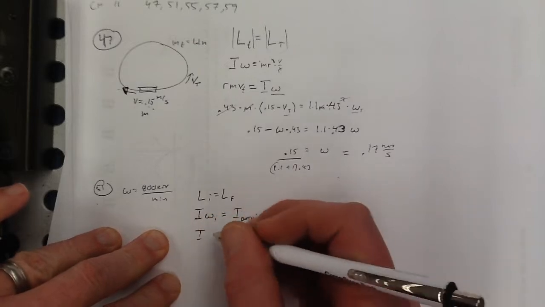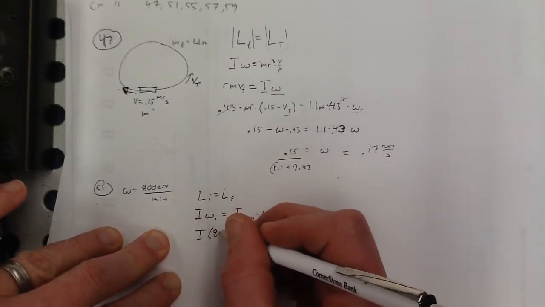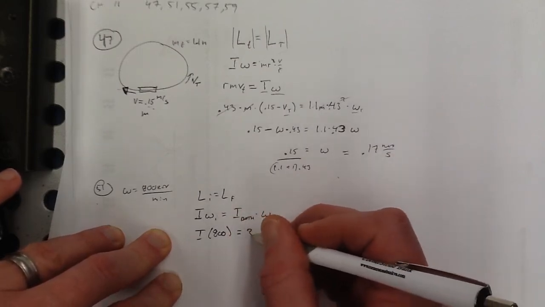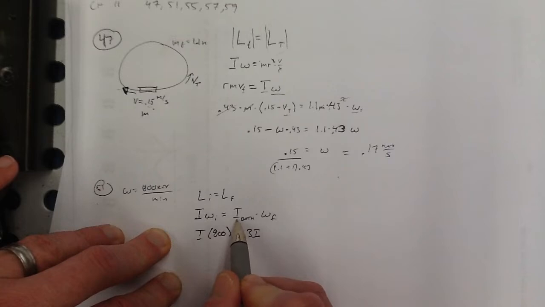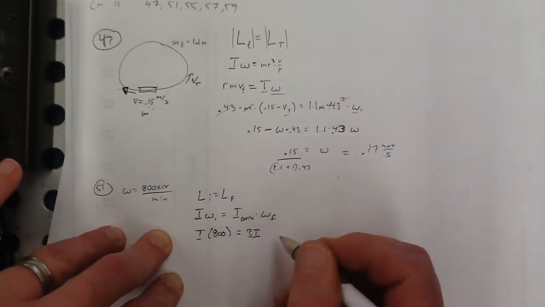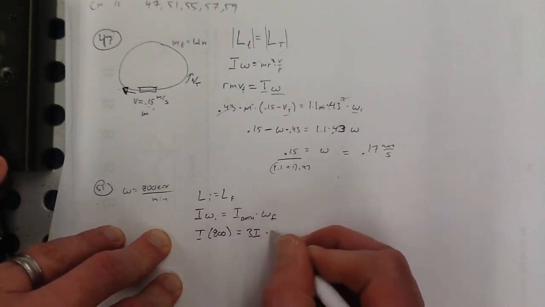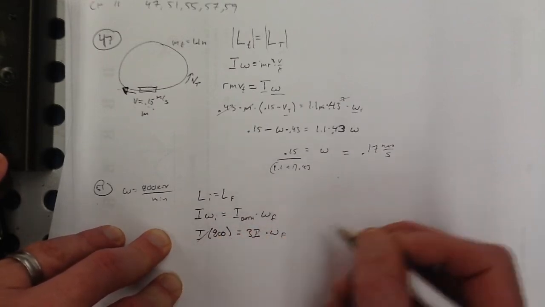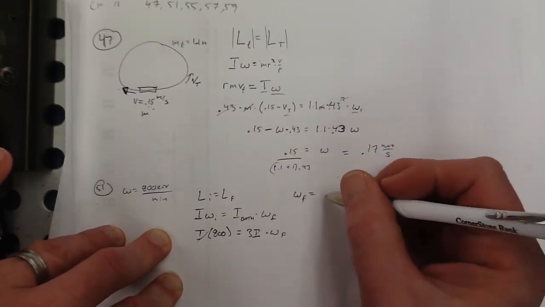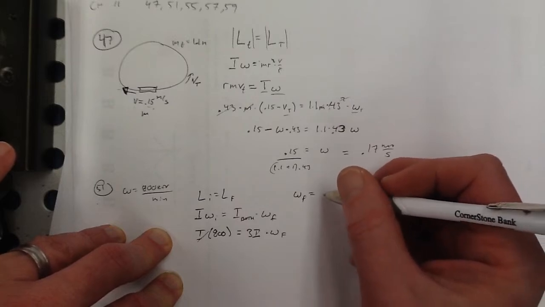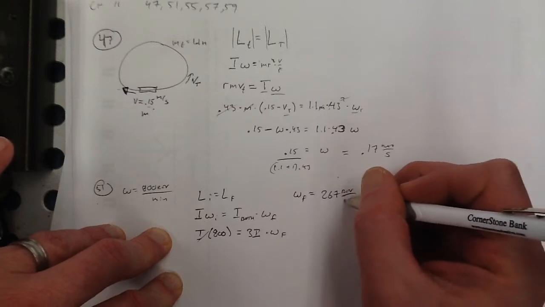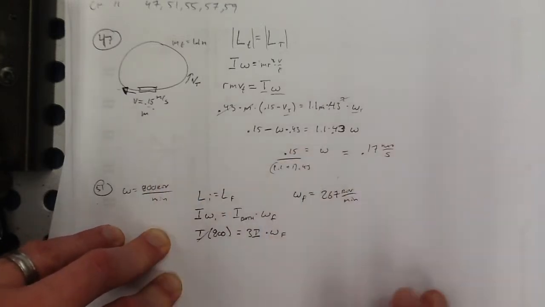So this is I times 800. I'm just going to keep these units. And then that's 3I, right? Because you have the original wheel, I, and then the 2I one that got added onto it. So those cancel, and we get a final angular velocity of 800 divided by 3. What's that, 267? All right, and the units will be revolutions per minute because I didn't change that.